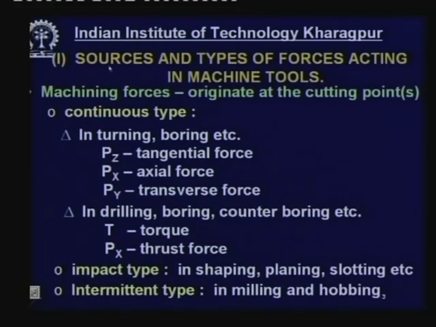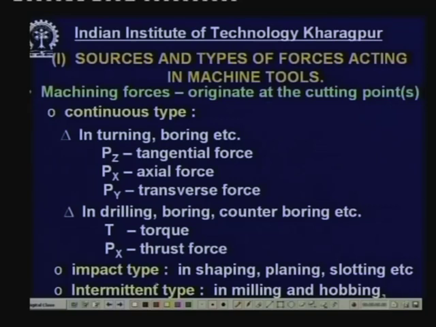Now, come to the first: sources and types of the forces acting in different machine tools. We are considering general purpose machine tools. As I said, the sources may be machining, number one, then dead weight, inertia, friction, and so on. Let us start with the machining forces, which originate at the cutting point, that is, at the tool-job cutting point, the junction point.